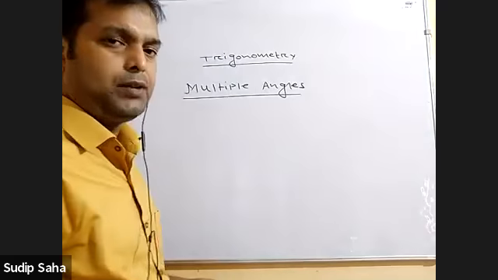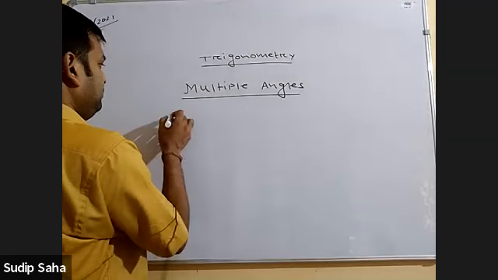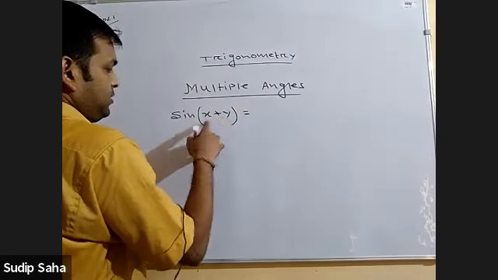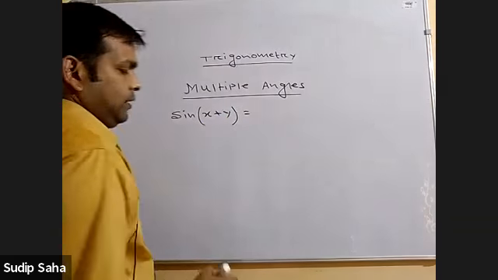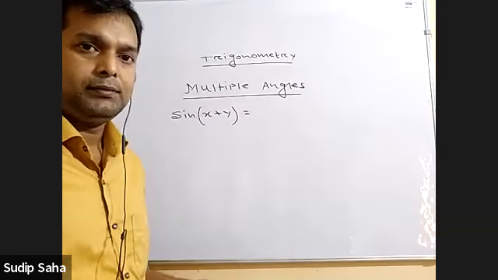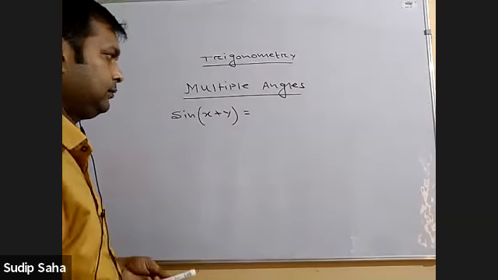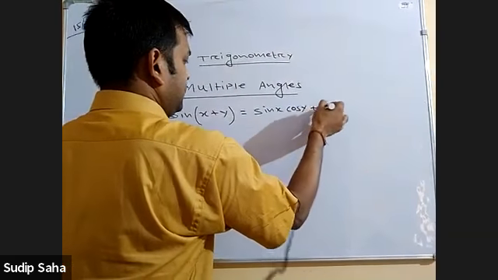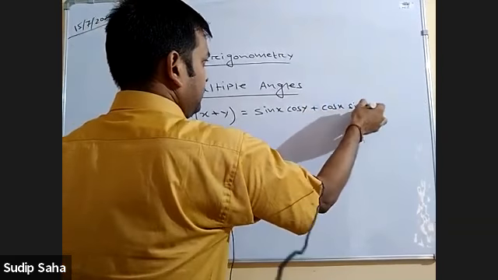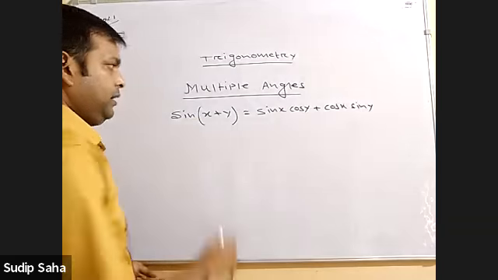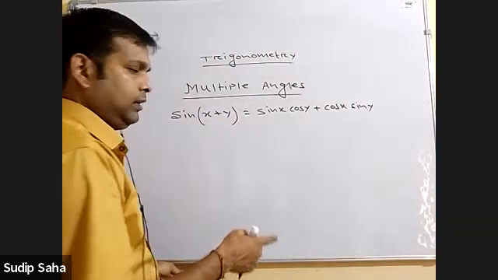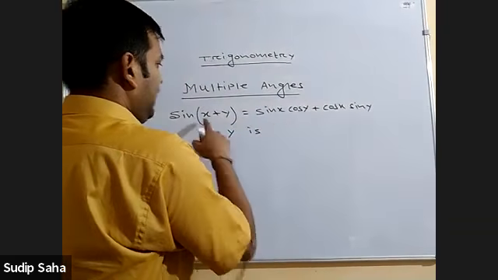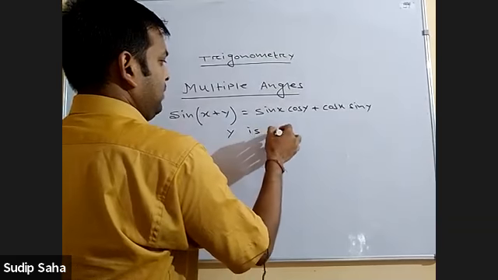You can say sine 2x or maybe sine 2a. So we got sine x plus y, or a plus b. This time I have written x and y. So can you tell me what is sine x plus y? Sin x cos y plus cos x sin y. Very good. Now here, if I replace this y by x, in place of y I write x.